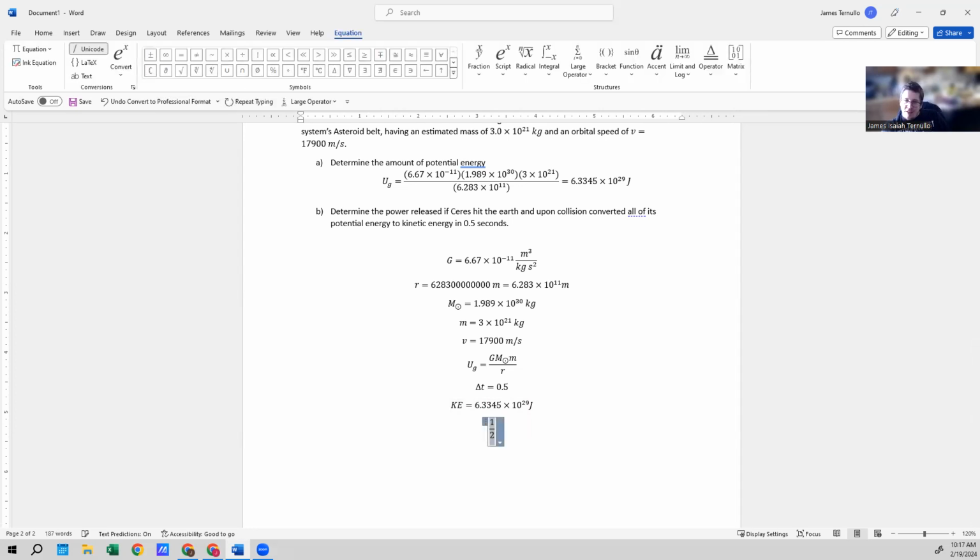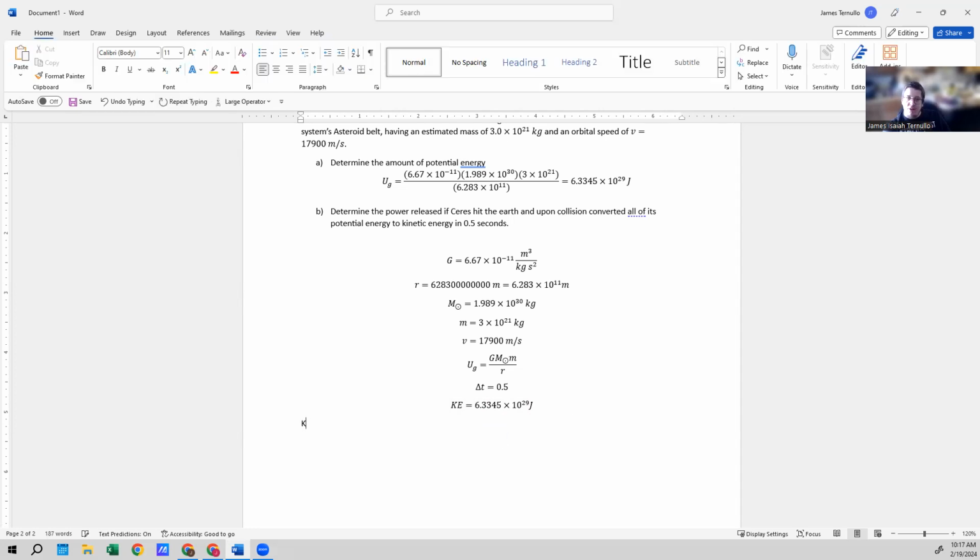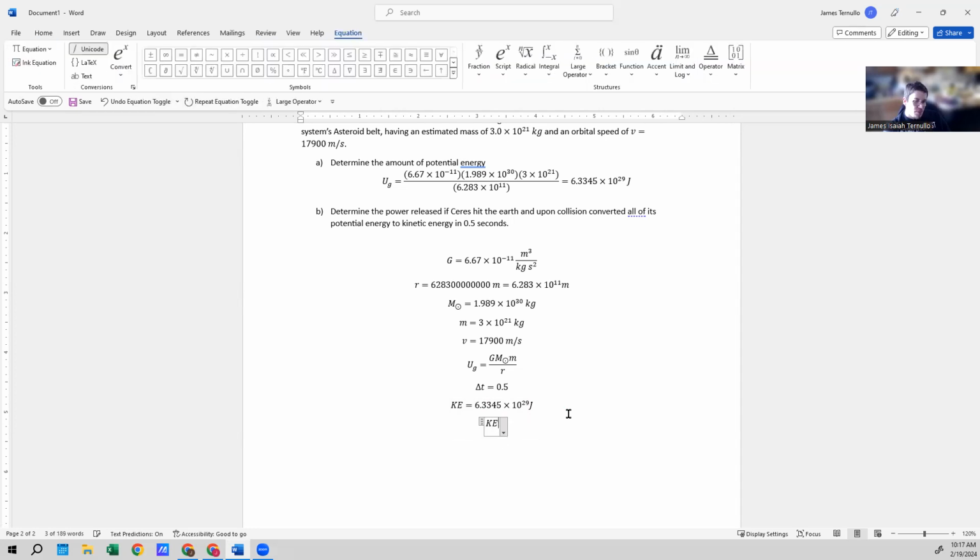So we know that kinetic energy is also equivalent to 1/2 mv squared. And so that'd be 1/2 times the mass, which is 3 times 10 to the 21, times 17,900 meters per second squared.